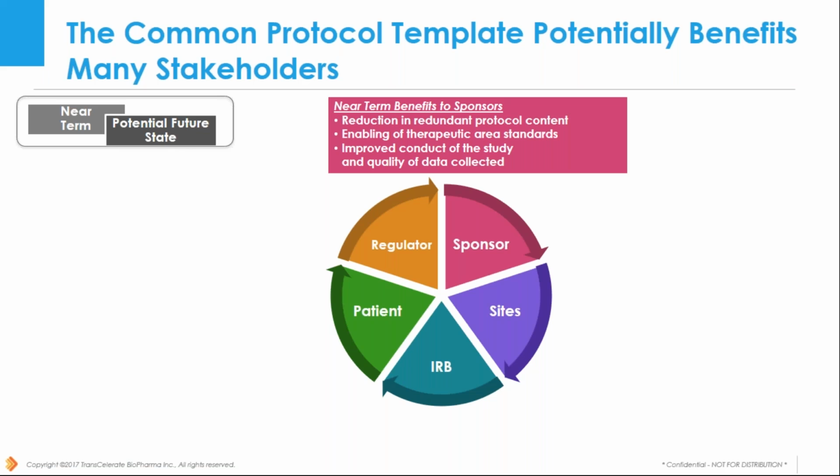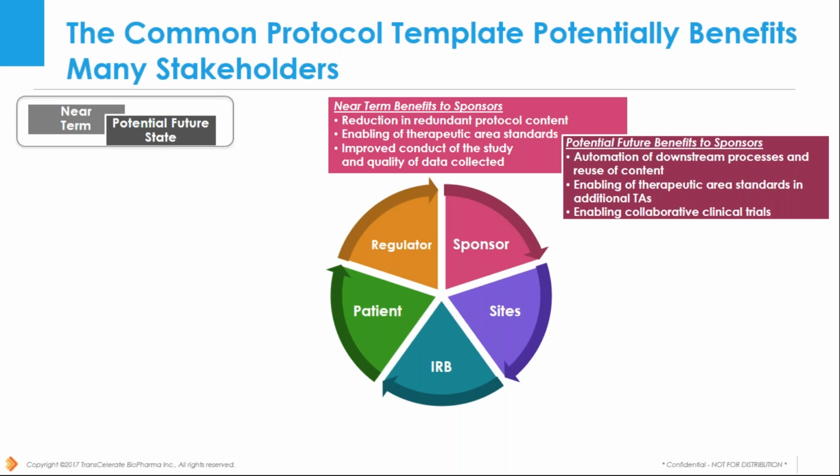Starting with the sponsor, a common template could reduce redundancy and drive therapeutic standards, thereby enabling operational efficiencies and improved data quality. Over time, this common content could be reused to automate downstream processes and would also enable improved collaboration across sponsors.